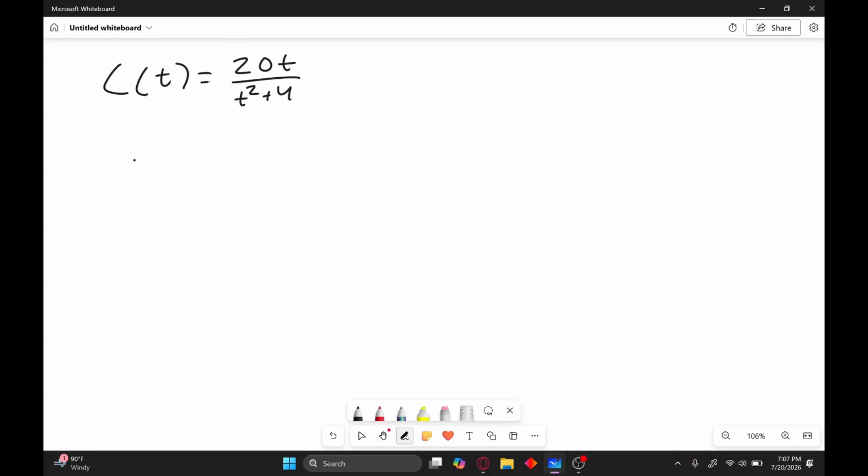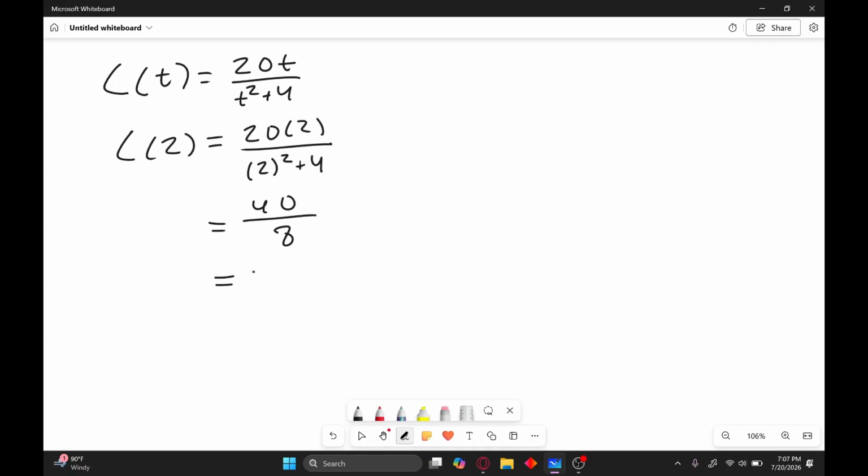So now we plug in a 2 into t and get 20 times 2 over 2 squared plus 4. If we solve this out, we'll get 40 over 2 squared is 4 plus 4 would be 8, and this simplifies to 5, meaning that our maximum is 5 milligrams per liter.